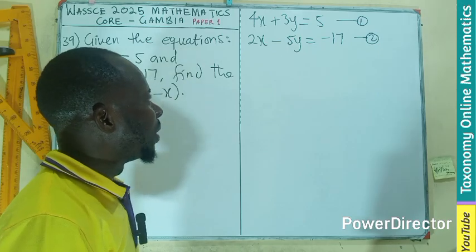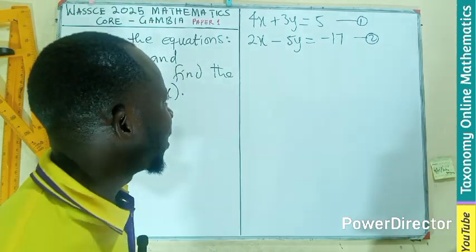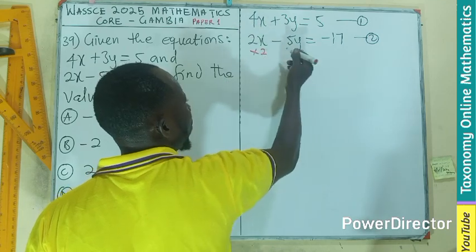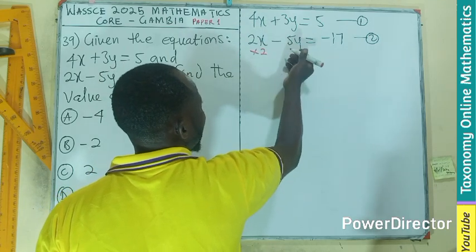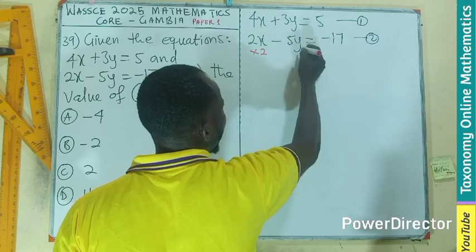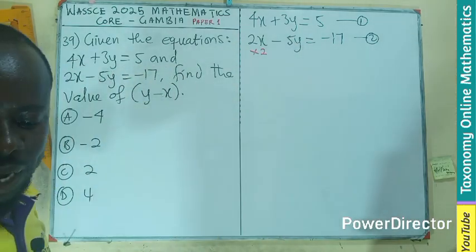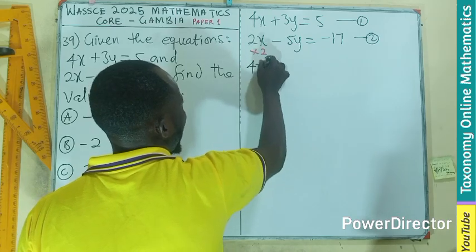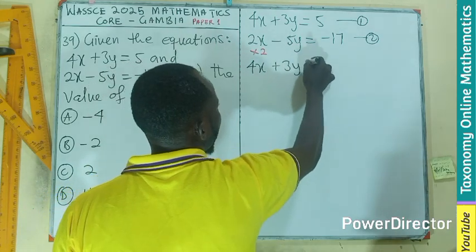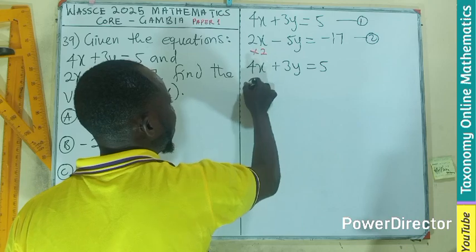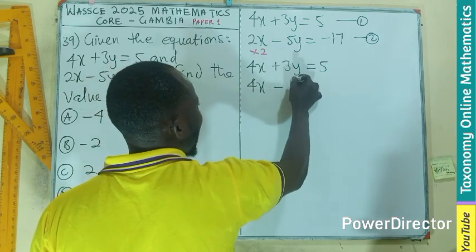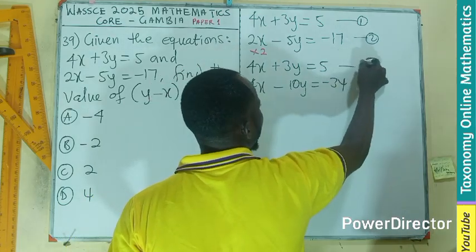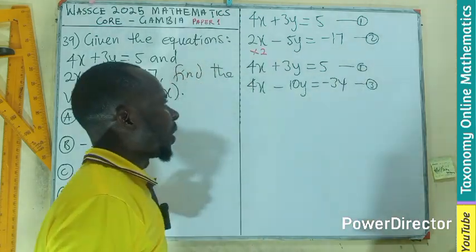We can use the elimination method by multiplying equation 2 by 2 in order to make this 4. Then multiply through by 2. If I multiply, I should have 4x plus 3y equals 5, this is equation 1, and 4x minus 10y equals negative 34, this is now equation 3.